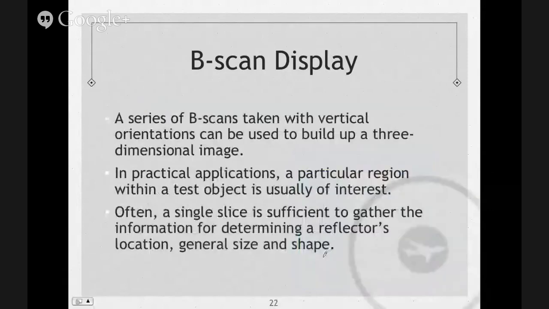So a series of B-scans taken with the vertical orientations can be used to build up a three-dimensional image. In practical application, a particular region within the test object is usually of interest. Often a single slice is sufficient to gather the information for determining a reflector's location, general size, and shape.